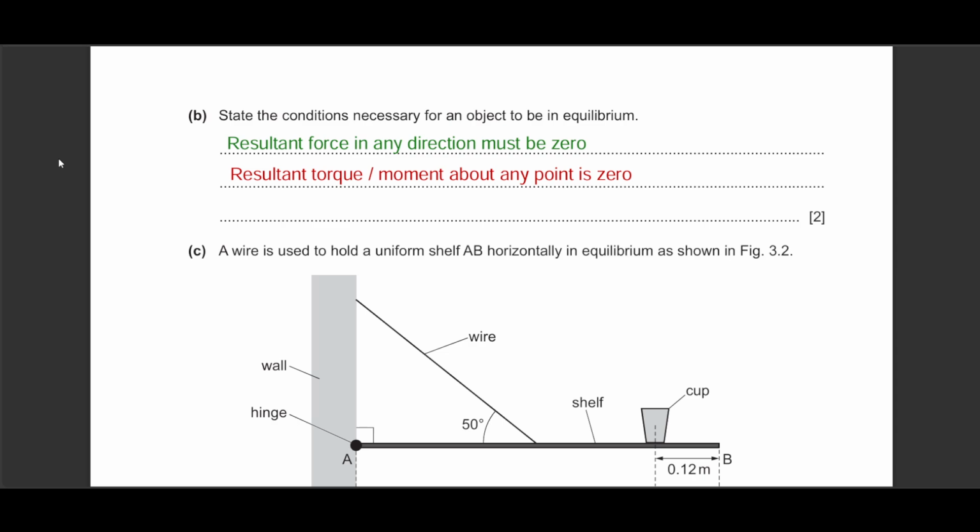Okay, part B, state the condition necessary for equilibrium. Again, we've done this in P1 MCQ as well. The resultant force should be 0 and the resultant torque should be 0.